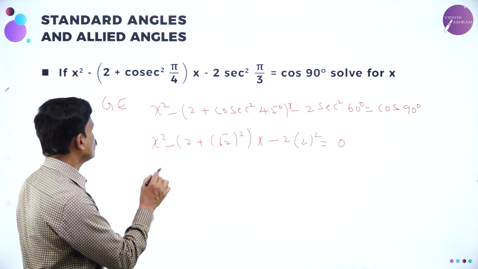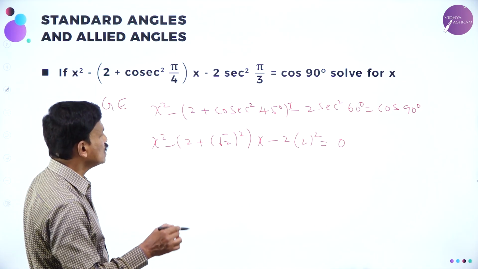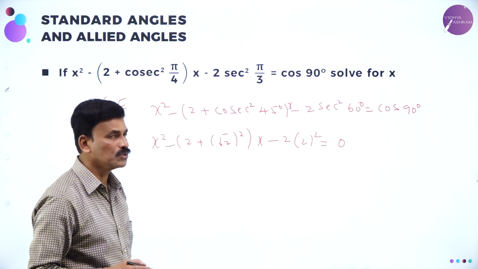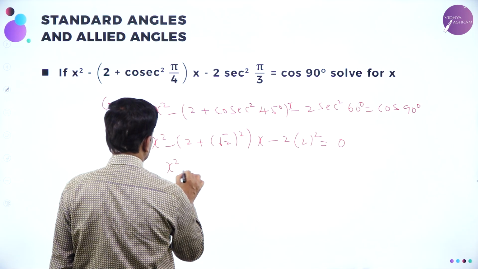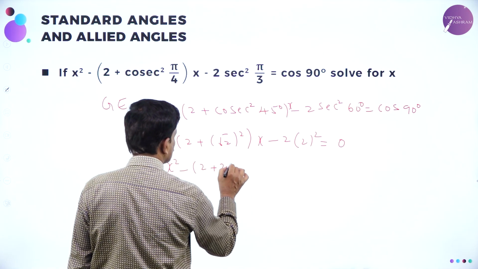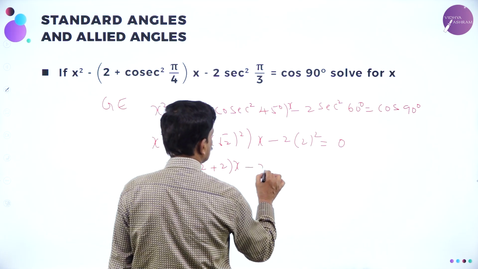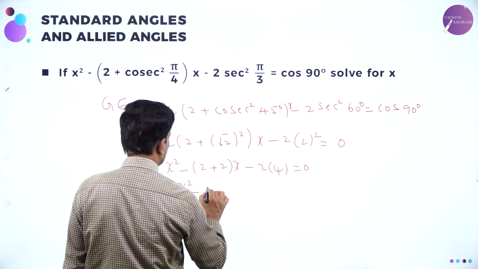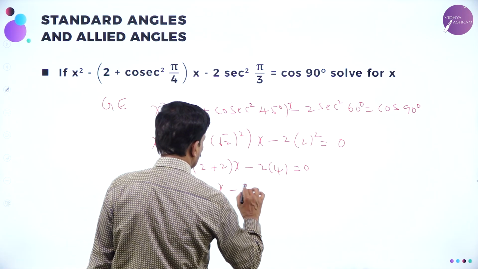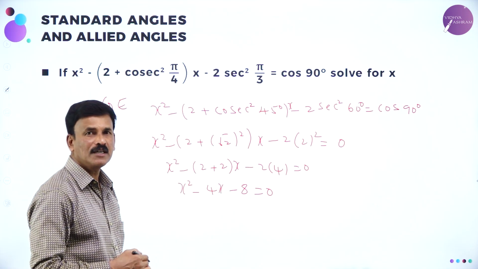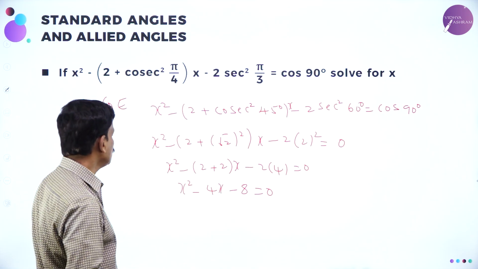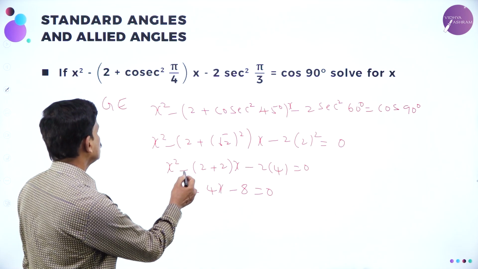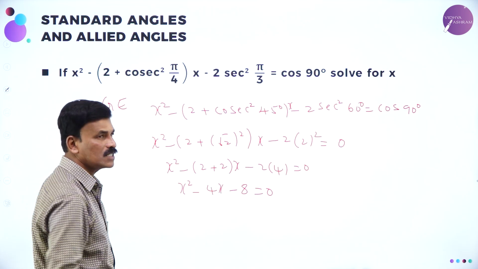Just substitute the values. 2 plus cosecant 45 is root 2 whole square into x minus 2 into secant square 60. Secant 60 is equal to 2. So this can be written as x square minus 2 plus, square root gets cancelled, 2 into x minus 2 into 2 square is equal to 4. So that is x square minus 2 plus 2 is 4 times x minus 2 times 4 is 8 is equal to 0, a quadratic equation. Solve this quadratic equation, you will get the values of x. So x square minus 2 plus 2 into x is 4x minus 8 is equal to 0.